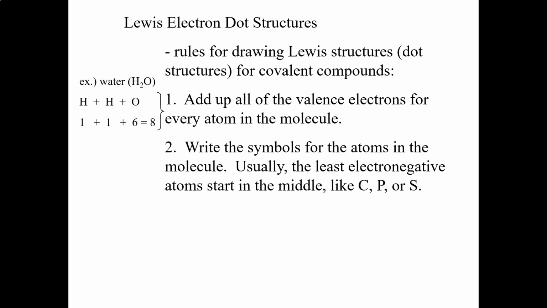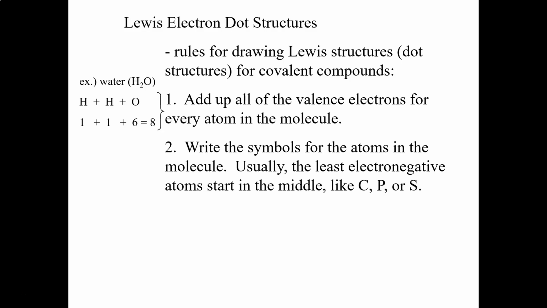All right, step 2: write the symbols for the atoms in the molecule. And we're going to write them so that one of them is in the middle. Now, if you want to figure out which one's going to be in the middle, usually you're going to figure out which one is the least electronegative element. Now, electronegativity was one of our trends of the periodic table that we learned back in chapter 6 last semester. Electronegativity is the ability of an atom to attract electrons to itself. The least electronegative is the one that ends up in the middle of a molecule, usually.